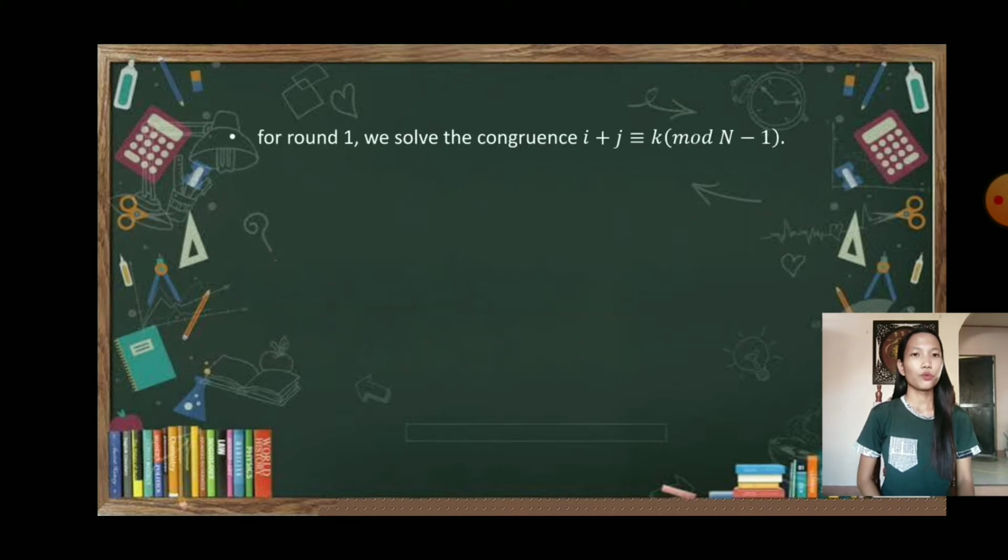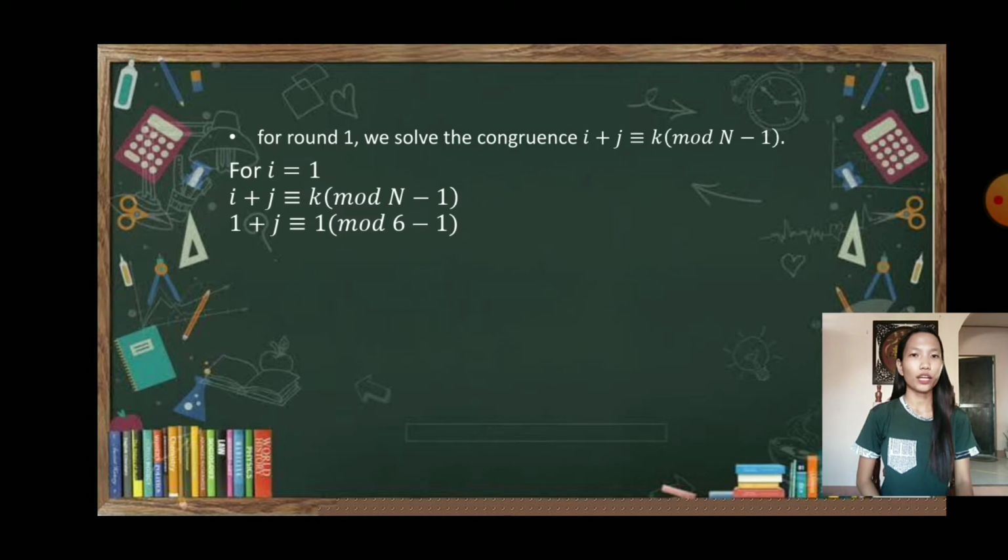So, for round 1, we solve the congruence i + j ≡ k mod (n − 1). So, that will be our formula. Let's say i = 1. We just put in our formula i + j ≡ k mod (n − 1). Since i = 1, we substitute, so we have 1 + j ≡ 1, which is the value of k since we are in round 1, mod (6 − 1).